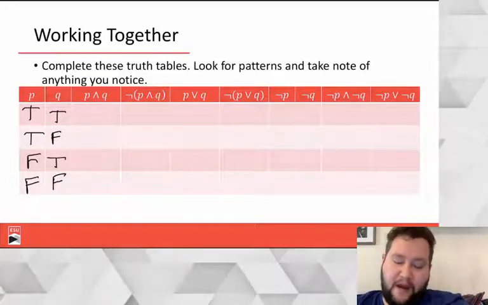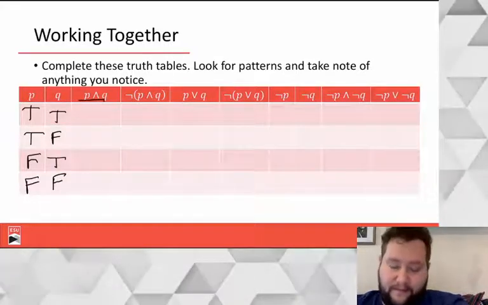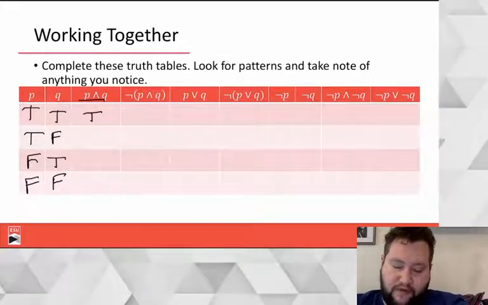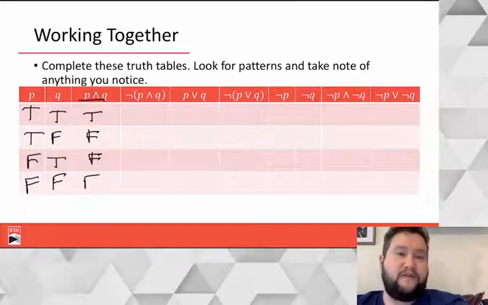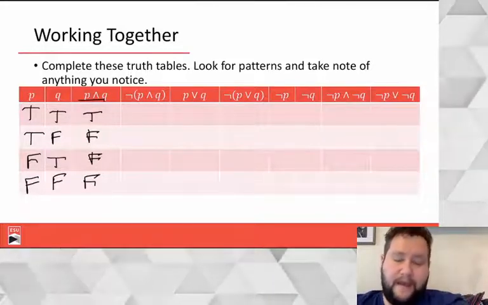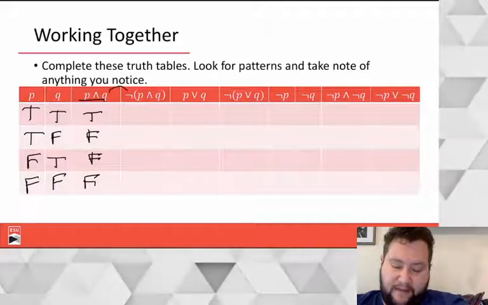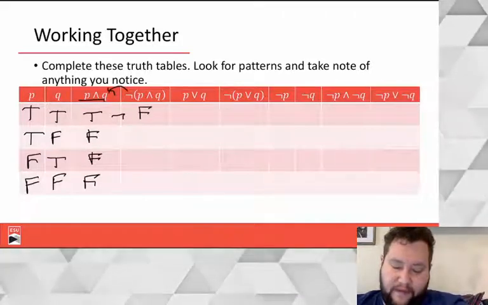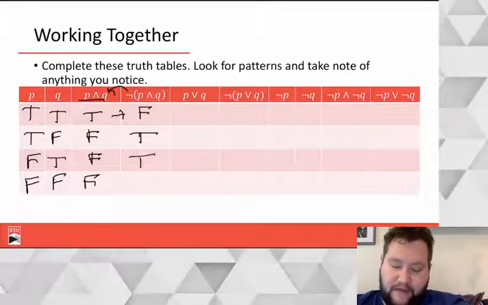And so we had our AND table, P and Q, in a previous one. True and true is true. True and false is false. False and true is false. And false and false is false. And now the not is just a matter of negating this previous column. So true becomes false. False becomes true. False becomes true. And false becomes true.